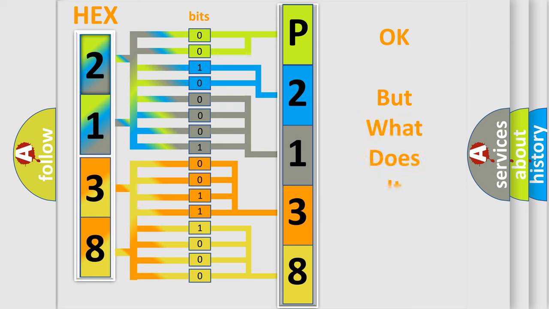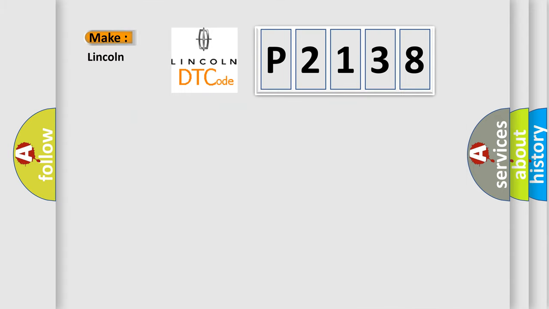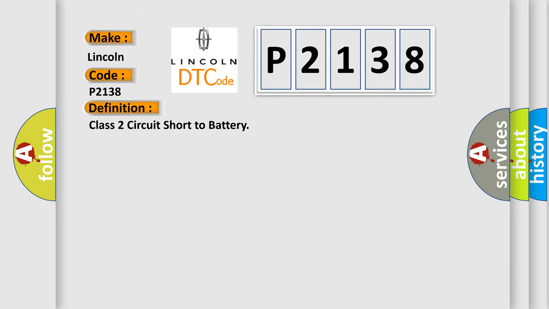The number itself does not make sense to us if we cannot assign information about what it actually expresses. So, what does the Diagnostic Trouble Code P2138 interpret specifically for Lincoln cars? The basic definition is Class 2 circuit short to battery. And now this is a short description of this DTC code.